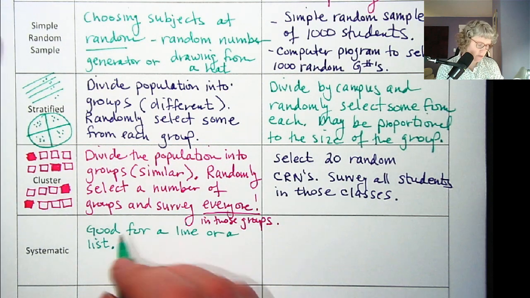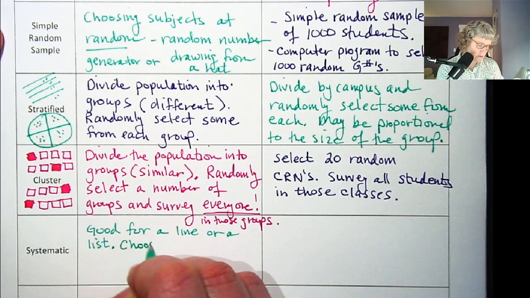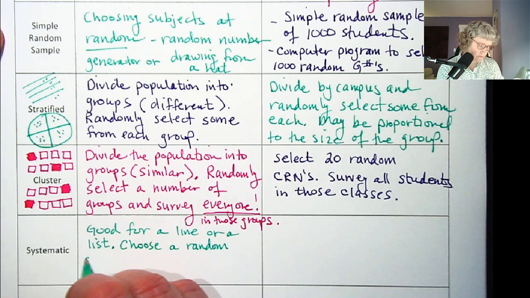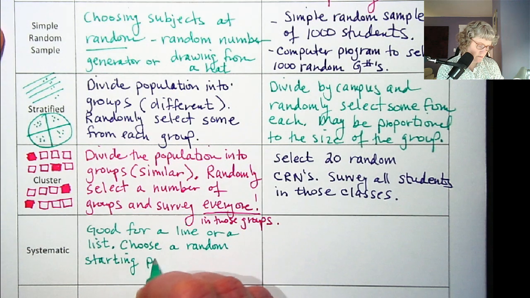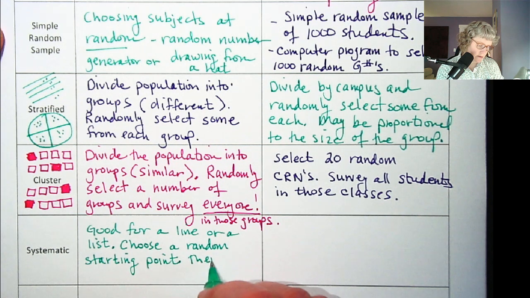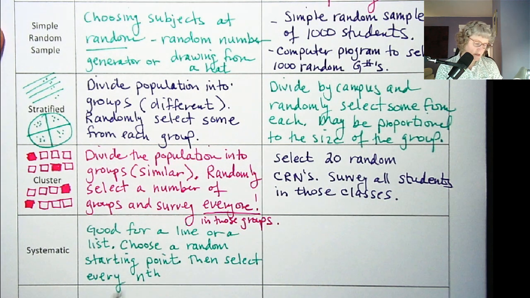So choose a random starting point. Then select every nth, meaning we can choose a number here, like every 10th, every 100th, every 50th. It depends on the length of our list and how many we want to survey. Every nth subject.